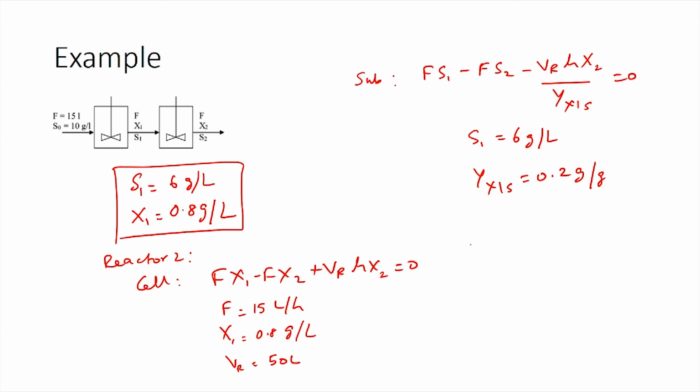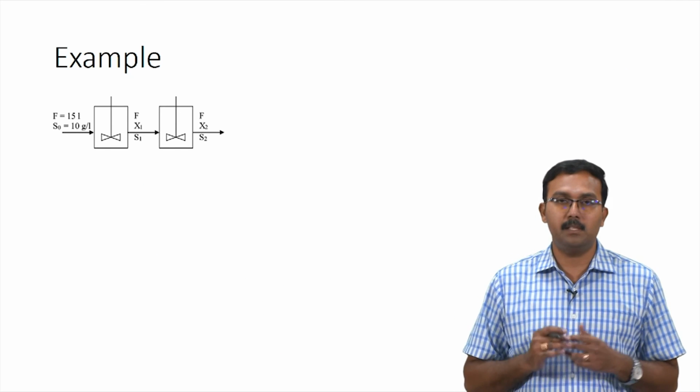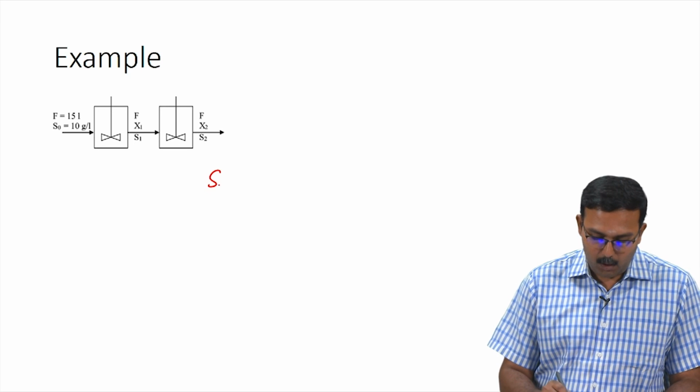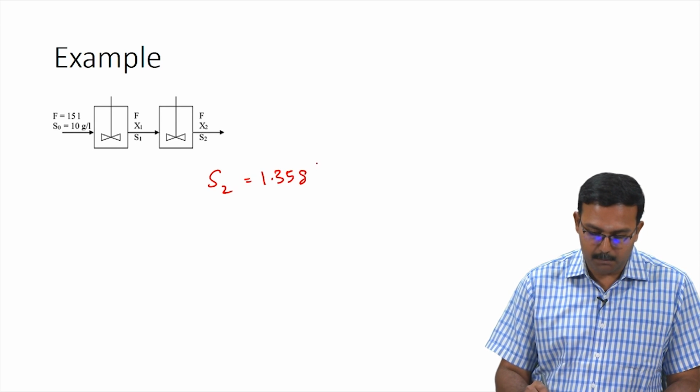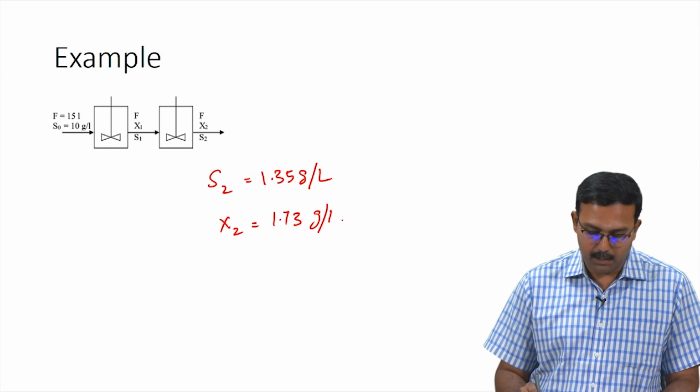So, we can also calculate mu from the Monod equation, which would be mu max S2 divided by Ks plus S2, where mu max is given as 0.4 hour inverse and Ks is given as 2 grams per liter. So, now that we have all the parameters, we just have nonlinear equations that need to be solved simultaneously. By solving these nonlinear equations, we will be able to get the values for the biomass concentration which will be leaving the system. If you were to perform this calculation, you will end up with the outlet substrate concentration as 1.35 grams per liter and your biomass concentration as 1.73 grams per liter.